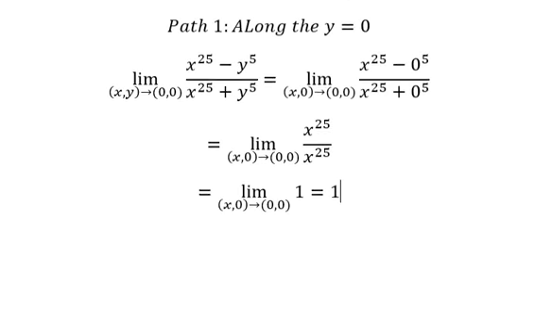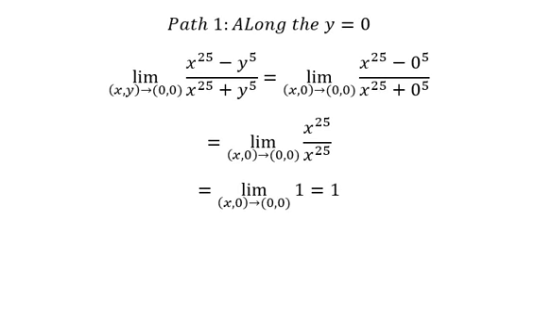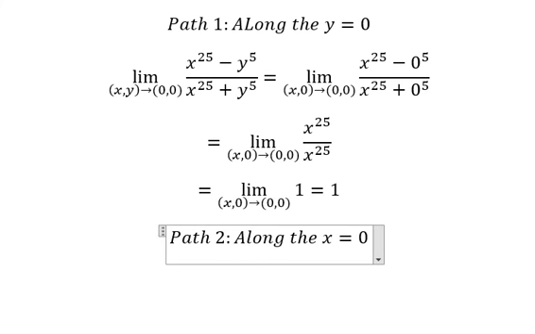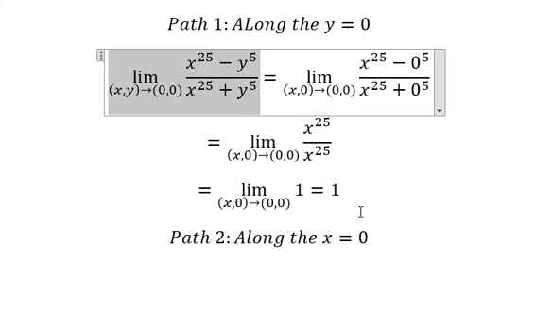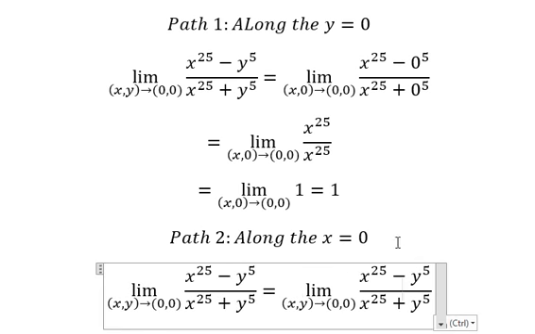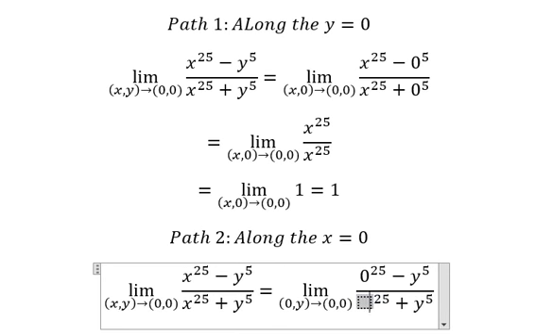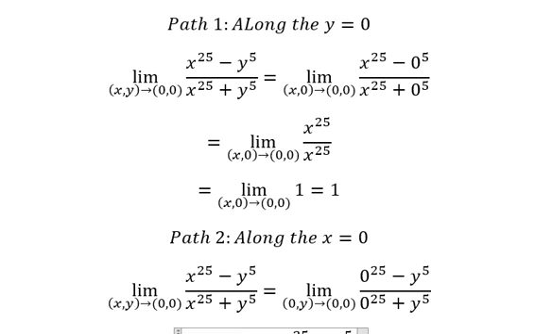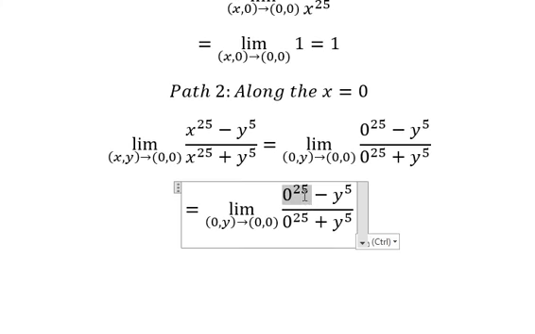Now let's go to part number 2, along s equal to 0. So I will put 0 here. So this one we have 0. This one we have 0.